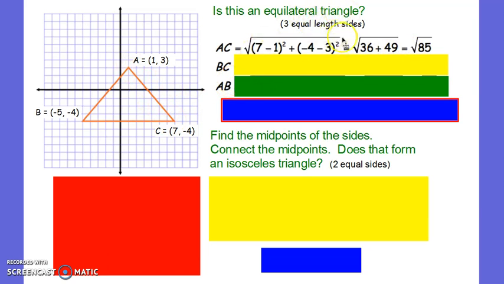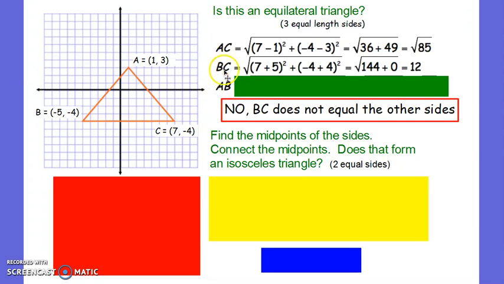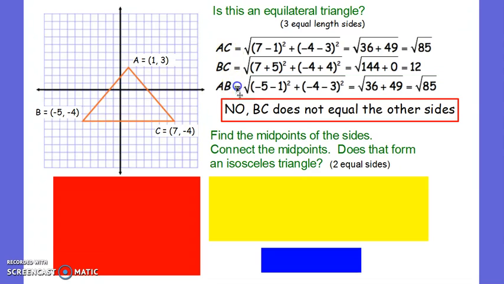However, to prove they're equilateral, we just need to know, are the other sides also all the square root of 85? Well, if we take points B and C, we find out that they're actually equal to perfectly 12. So already I know this isn't an equilateral triangle. Already I could say, well, BC does not equal side AC. It just so happens that side AB is the square root of 85. Again, if we use points 1, 3, and -5, -4. So 2 of our sides would have worked.